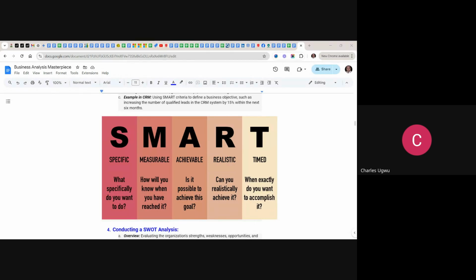So you must have a specific goal in every project you are embarking on. That is what this business analysis technique is trying to tell us: the way you define your business objective. What we are doing is a business objective.